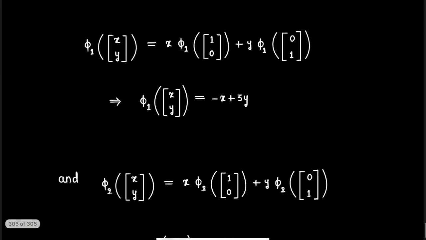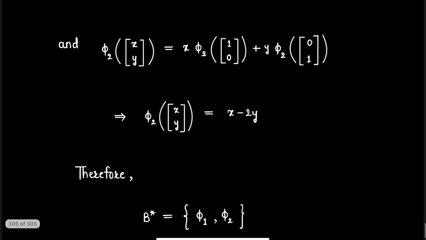Now we know that the image of vector (1, 0) under phi1 is minus 1 and the image of vector (0, 1) under phi1 is 3. We have found this. So the image of vector (x, y) under phi1 will be minus x plus 3y. Again, the image of vector (x, y) under phi2 will be x times the image of vector (1, 0) plus y times the image of vector (0, 1) under phi2, using linearity of phi2. Now we know that the image of vector (1, 0) under phi2 is 1 and the image of vector (0, 1) under phi2 is minus 2. So the image of vector (x, y) under phi2 will be x minus 2y.